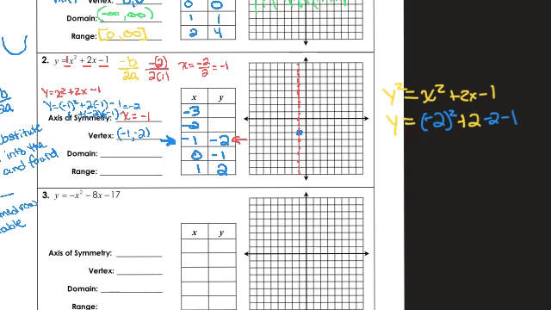Okay, so now what's the next part? The next part is y equals +4, because -2 squared is +4, plus 2 times -2, sorry, that should be multiplied, minus 1. So now y equals 4 minus 4 minus 1. Y equals -1. Okay.